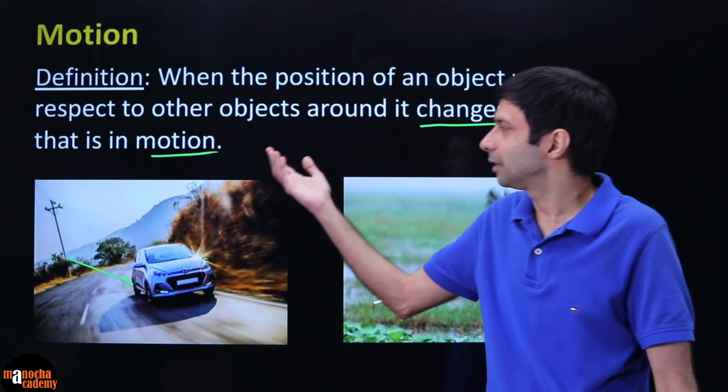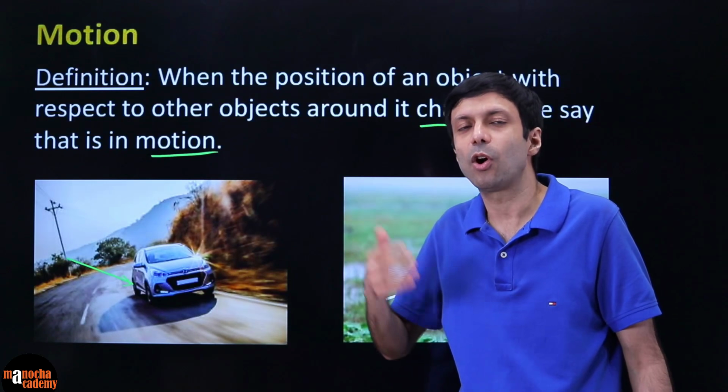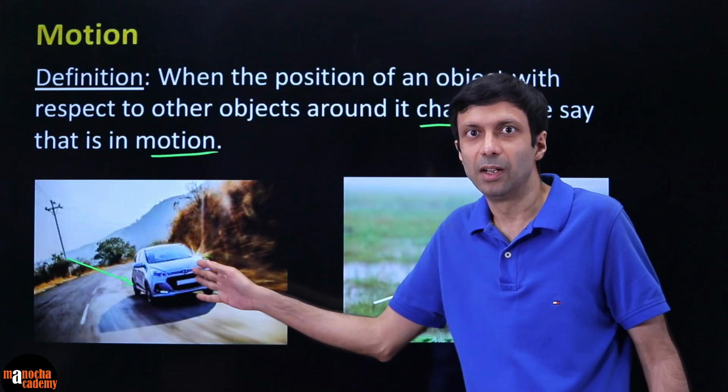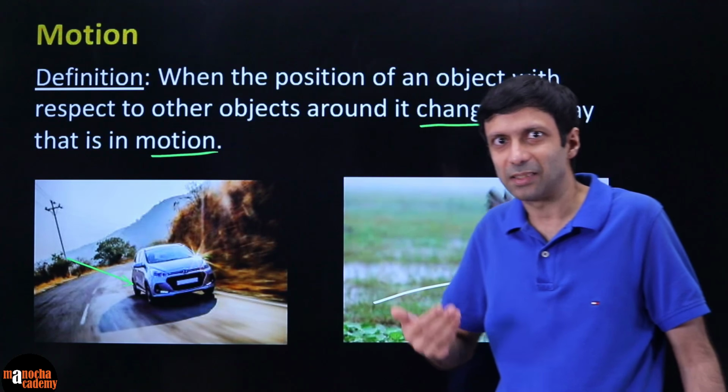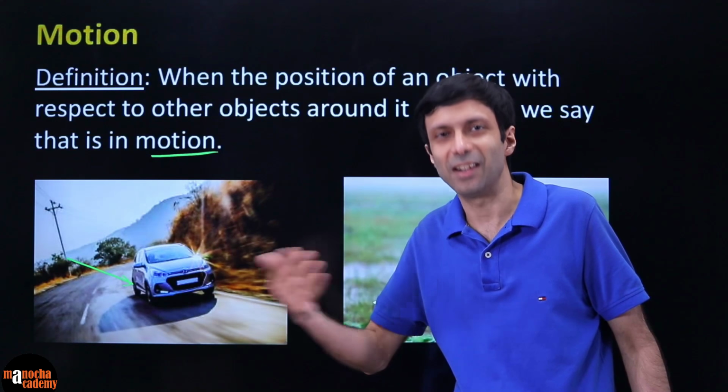Yes, so when we say that the position is changing with respect to other objects, obviously we are measuring it over time, because in a snapshot of time it's somewhere, but after some time it has changed. So yes, when we compare, we are observing the objects over a certain time.